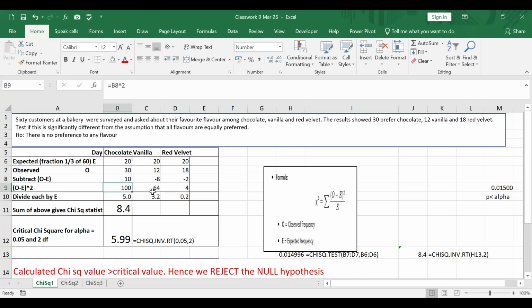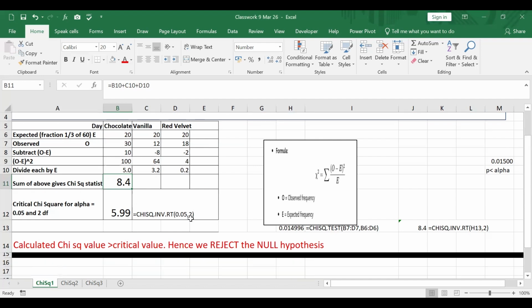Then divide this square. The formula is here: O minus E whole square by E. E is expected. So you divide by 20. So 100 divided by B6, which is 20, is 5. 64 divided by 20 is 3.2. 4 divided by 20 is 0.2. Now add up all these things, the sum of these. So this is nothing but B10 plus C10 plus D10. So that is the calculated chi-square statistic.